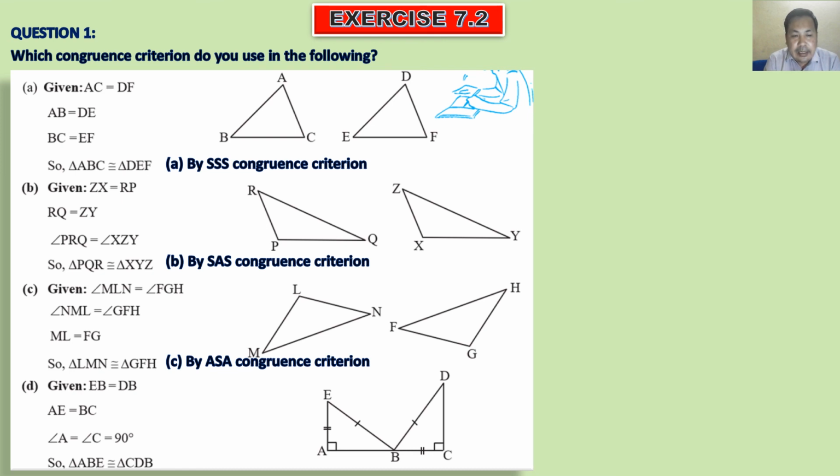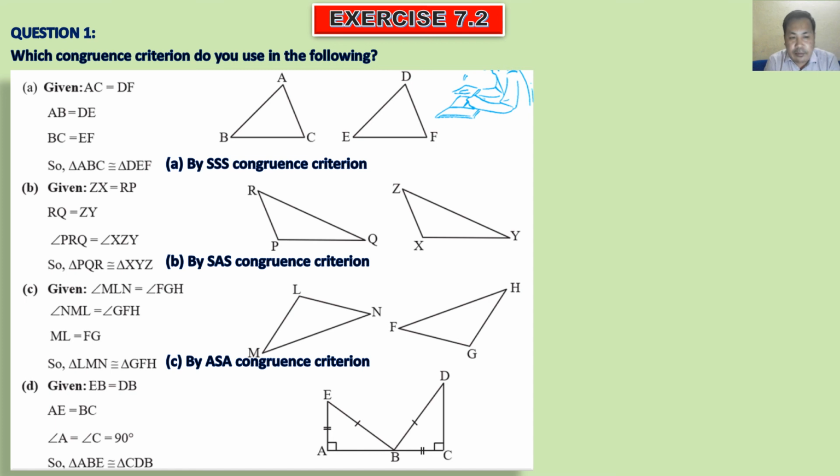Angle side angle. The side is in between because this side should be the included side. The side that is equal should be between the two equal angles. So in part C, the criterion is ASA, angle side angle. Now let's go to the next question, question number D.